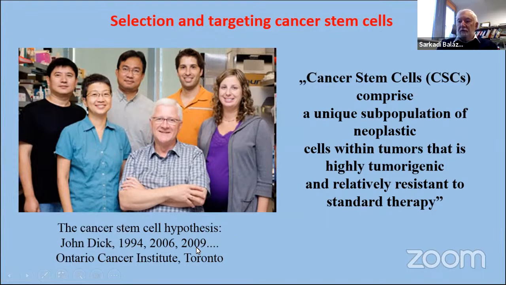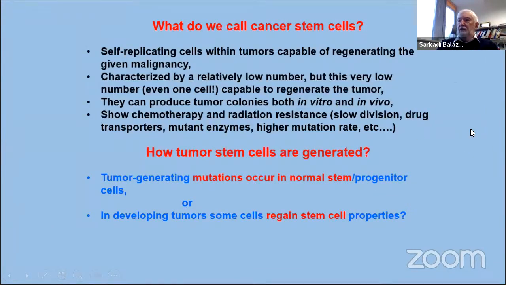with this hypothesis and repeating this idea, which says that cancer stem cells comprise a unique subpopulation of neoplastic cells within tumors that is highly tumorigenic and relatively resistant to standard therapy. So again, a subpopulation with special tumorigenic and resistance capacities. So what do we call cancer stem cells?